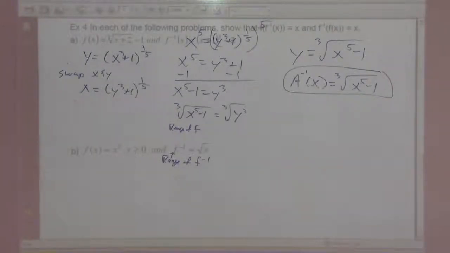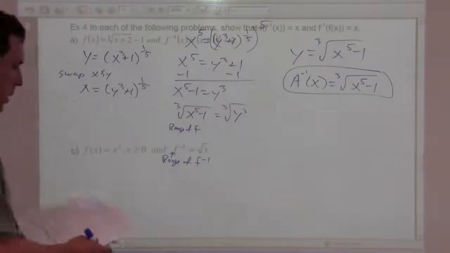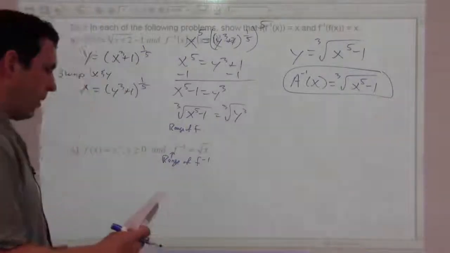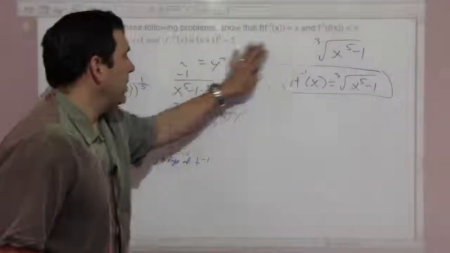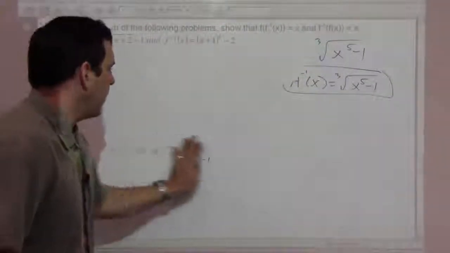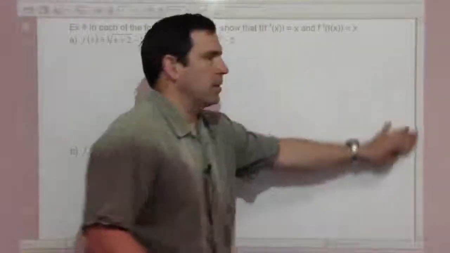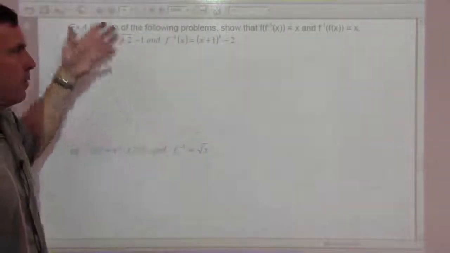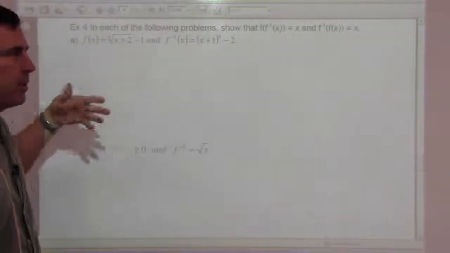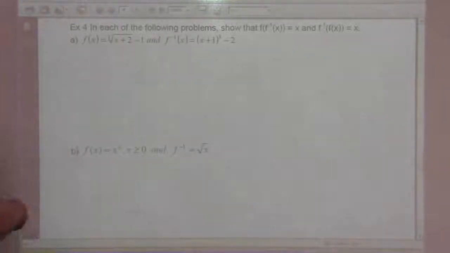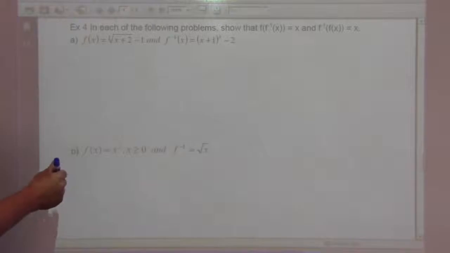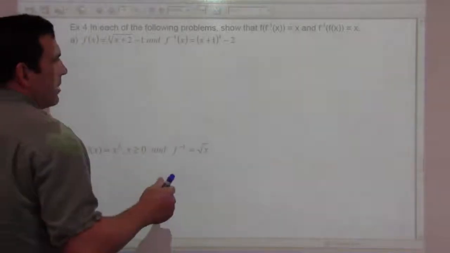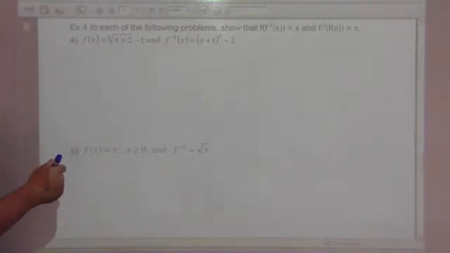Says, in each of the following problems, show that f of f inverse of x equals x. And when you have this case, f of f inverse is just x as we just discussed. It'll undo it. If you do the inverse of a function doing composite, you get that number back, the x back. So we're going to show that f of f inverse of x equals x, and f inverse of f of x equals x.